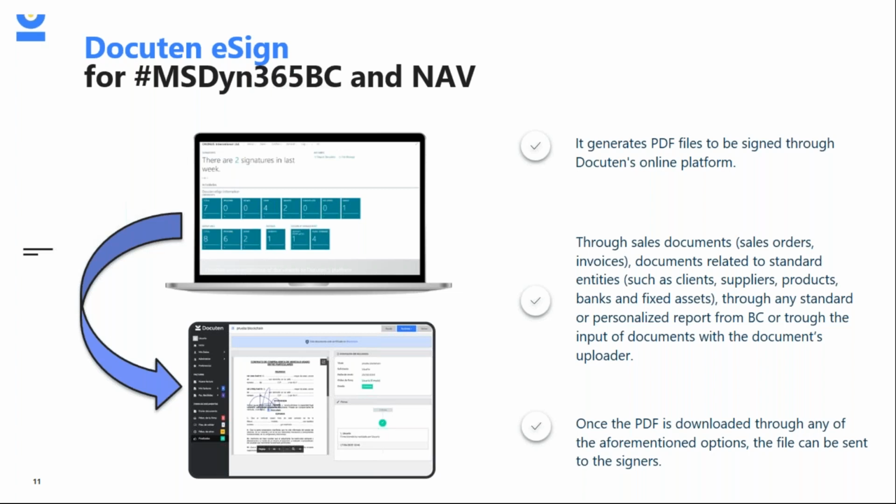But we will be able to just upload any PDF to a document container, and from there we can start any flow that is not related to these 5 entities. So we have 2 ways of creating a flow. Once we have this PDF, we will be able to send it to a number of signees.